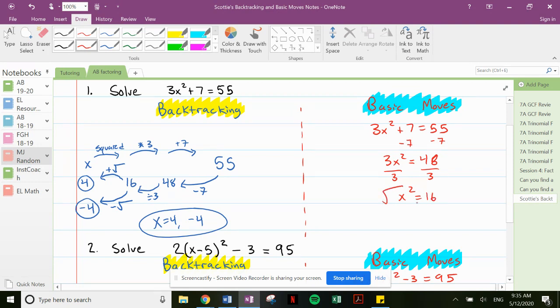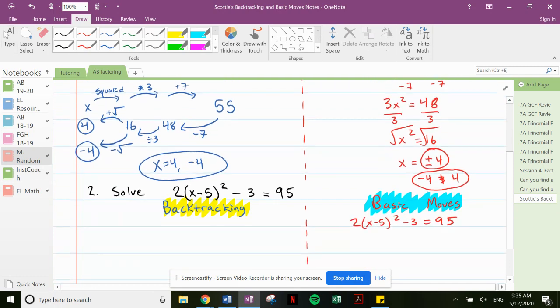Some teachers like to show the square root over each side here. Some teachers like to put it right there. But what we have to remember is when we do that, we introduce both a positive and a negative 4. So we get negative 4 and positive 4. You can write it like that. You can write plus minus 4, however you want to do that. All right, let's do another one.